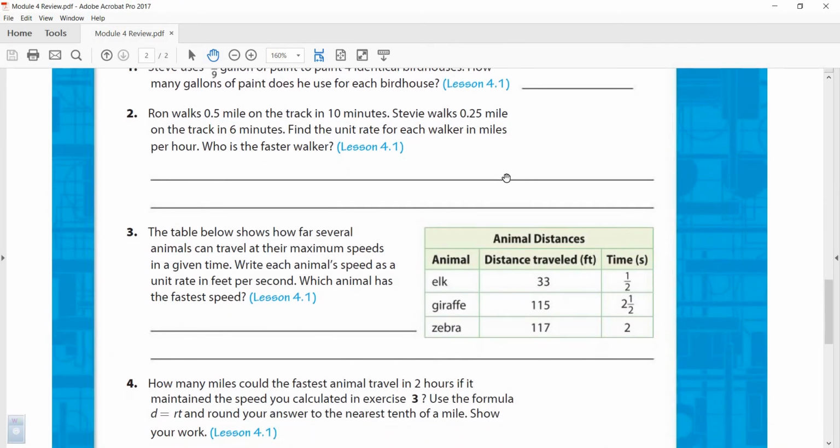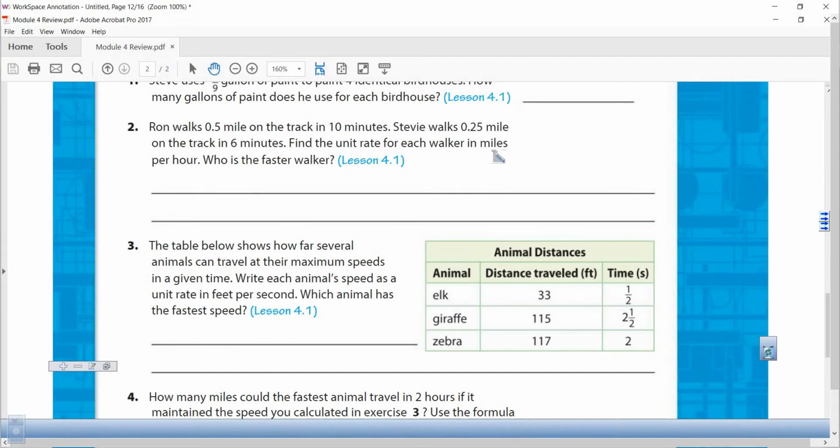All right, what about this? Ron walks a half a mile in 10 minutes. Stevie walks 0.25 miles in 6 minutes. Find the unit rate in miles per hour. Now, one of the things you have to be careful about with rates and unit rates is the actual rates they're giving you. Notice they gave us miles per minute, but they want it ultimately in miles per hour. They want miles per hour, right?